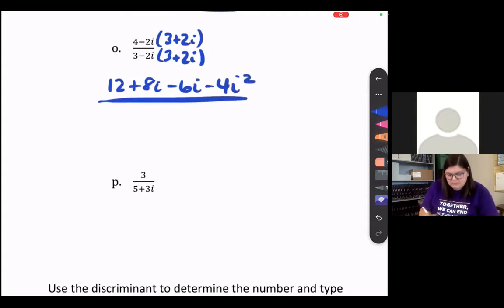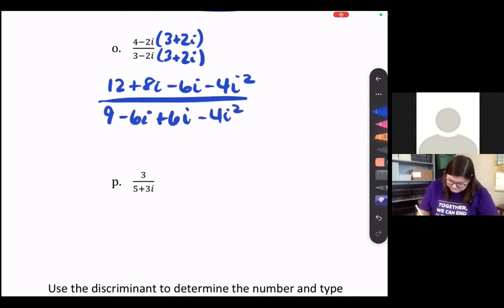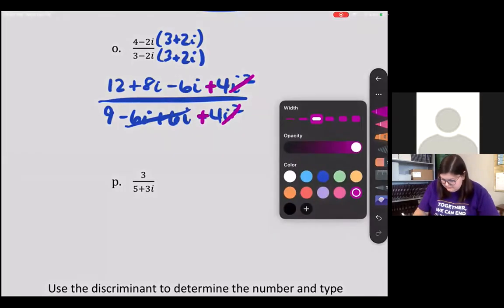I get minus 6i minus 4i squared. Over, then on the bottom, remember the middle terms need to cancel out. So I get 9 minus 6i plus 6i, and then minus 4i squared. Okay, middle terms cancel, change those i squareds into -1s. So now that becomes a plus, that becomes a plus.